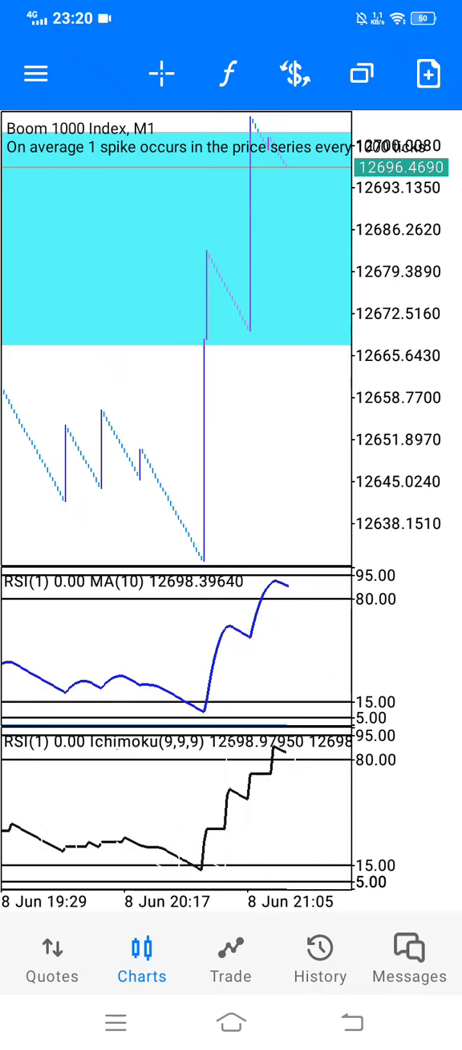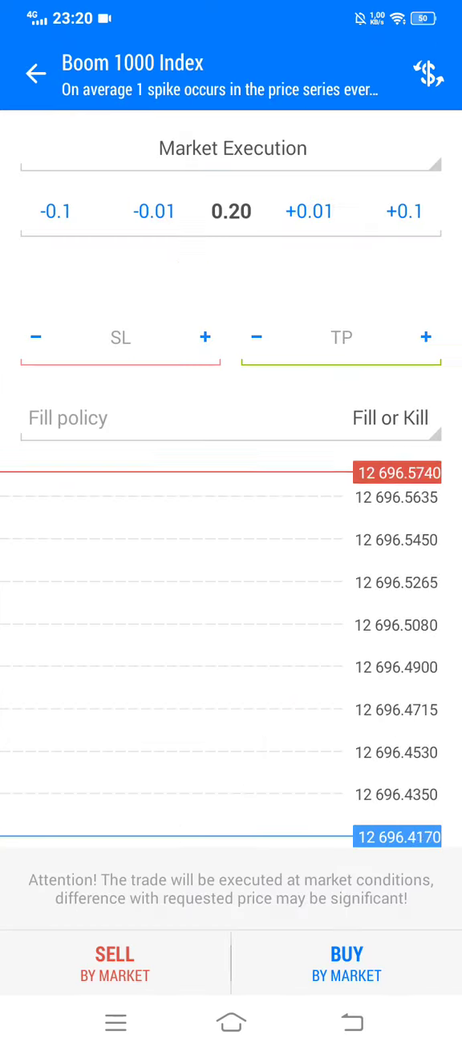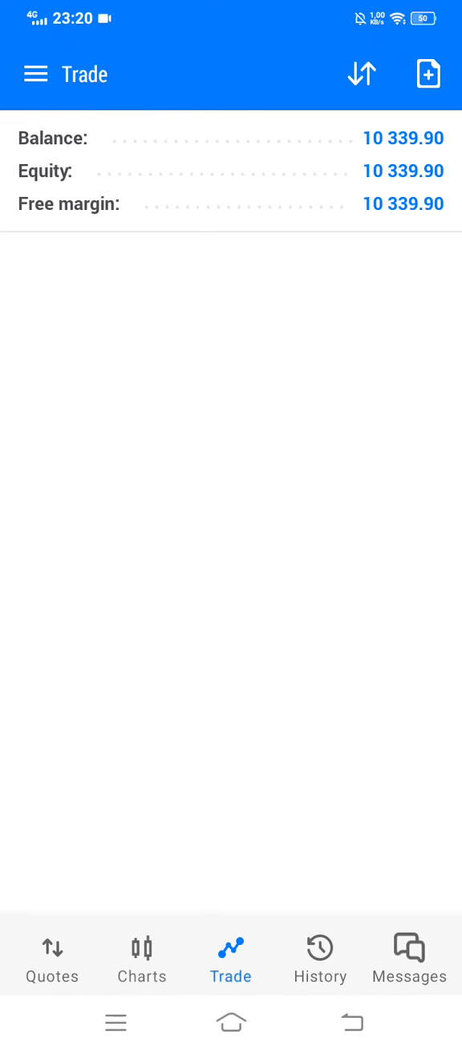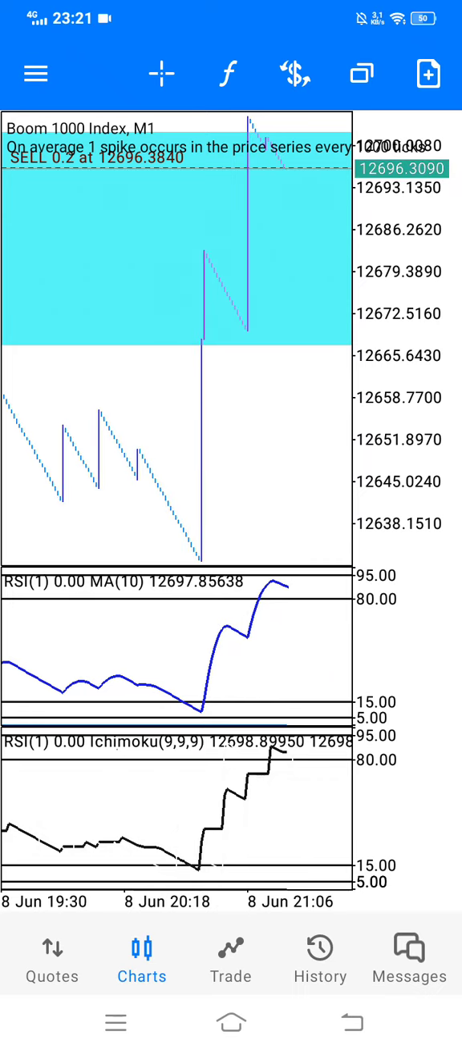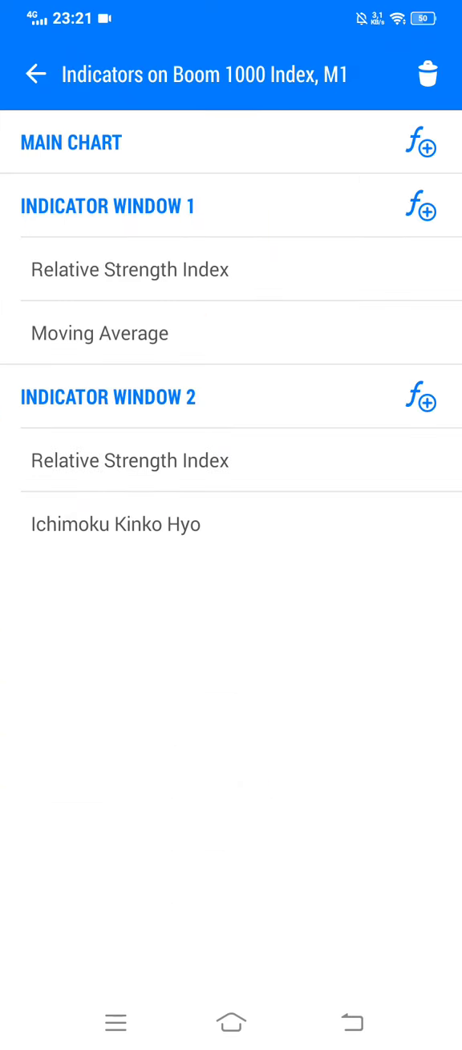We're going to head straight into the indicators. And while we do that, I will just go ahead and take a sell over here on boom 1000, and I'll explain why I'm taking the sell as well. So we're going to go into the indicators.